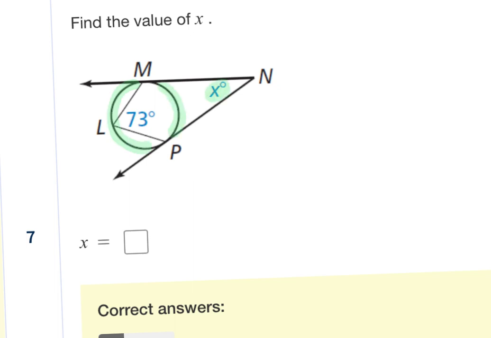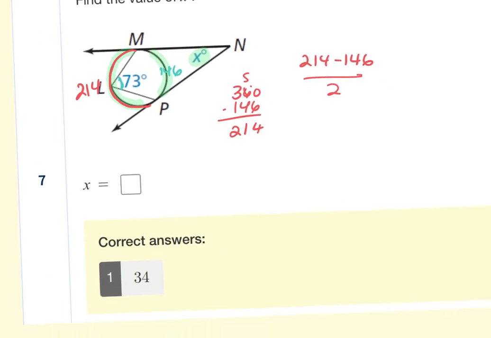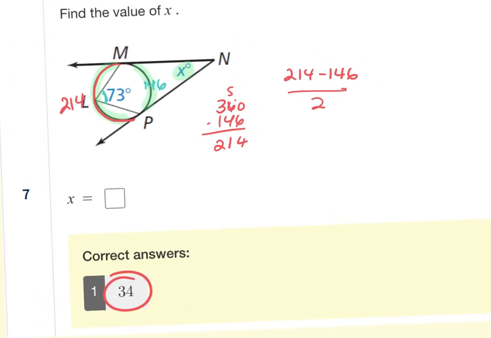But I don't know the big, okay? So there's 2 different ways to do it, like I said. I would say the long way is this way. Take the 73, which is the inscribed angle, double it, so it's 146. That's that arc. And then the rest of the arc would be 360 minus the 146. So 214. And then you could do 214 minus 146 divided by 2, and that's where that 34 comes from.